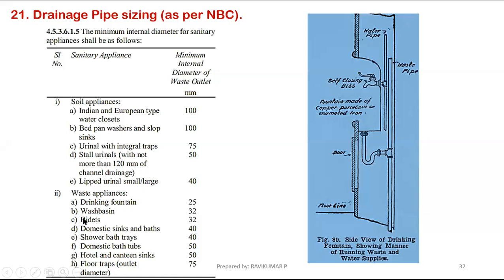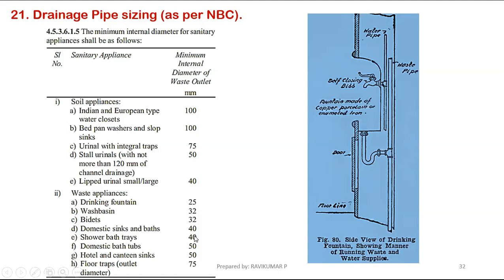Drinking fountain 25 mm, wash basin 33 mm. From the wash basin bottom, we have to provide a 33 mm P trap or water trap outlet, 33 mm only. Bidet outlet 30 mm only, same as wash basin. Sometimes 40 mm is also available as the bidet size. Domestic sink and the bath, 40 mm outlet only. Shower bath trays, 40 mm.